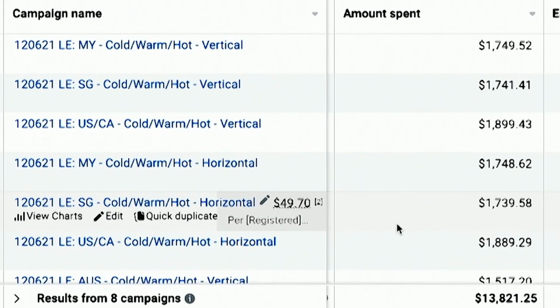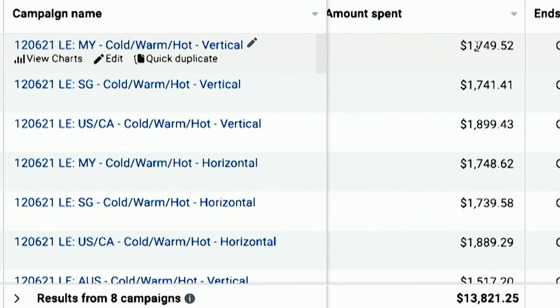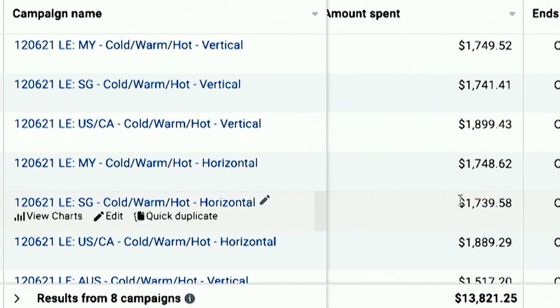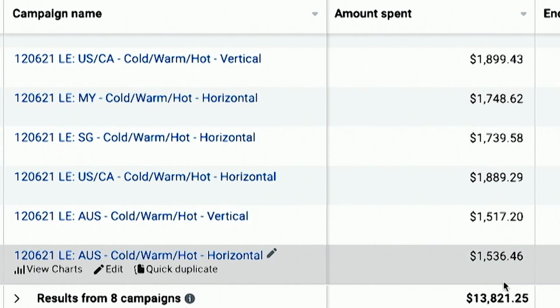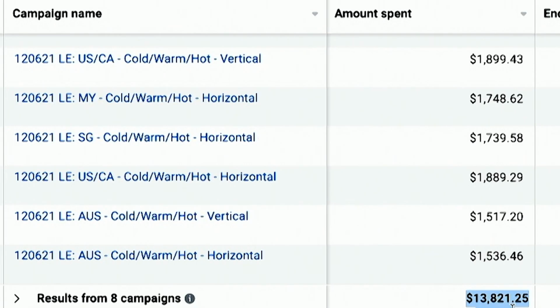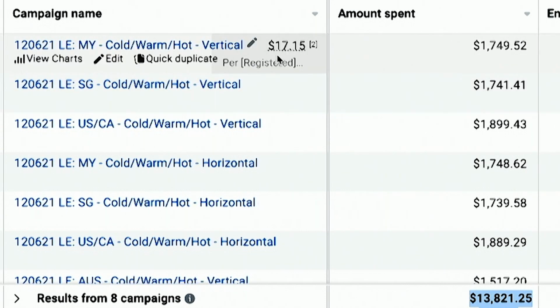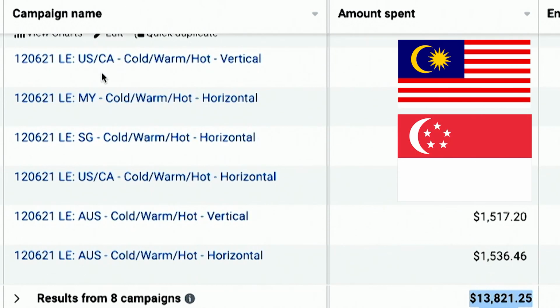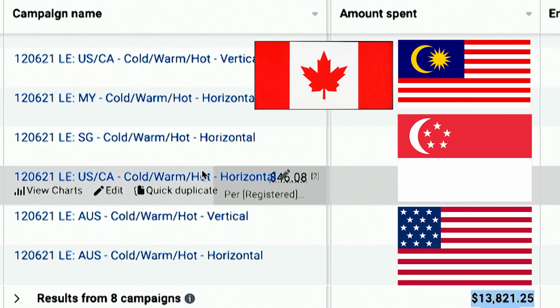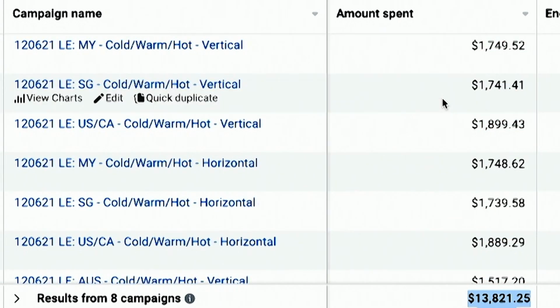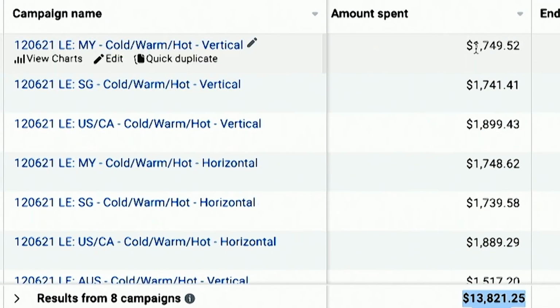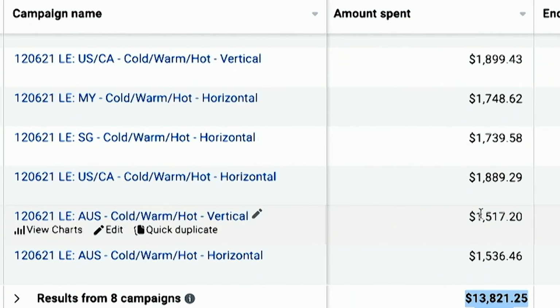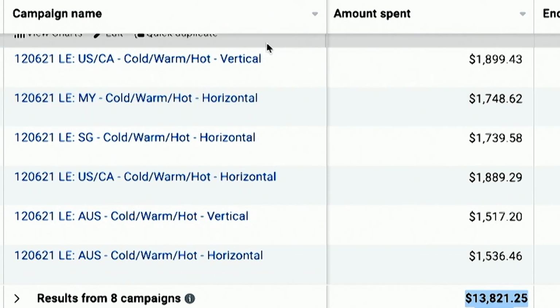So let's zoom in on this specific campaign right here. And you can see that for this exact campaign, we have spent about $13,000 just split testing this to see if it makes a difference. So you can see how we split this up, right? To put some context to this, we split this up into different countries: Malaysia, Singapore, US and Canada, as well as worldwide, as well as Australia. And you will see that we spent about 1,500 to 1,700 per campaign. That adds up to slightly over $10,000.